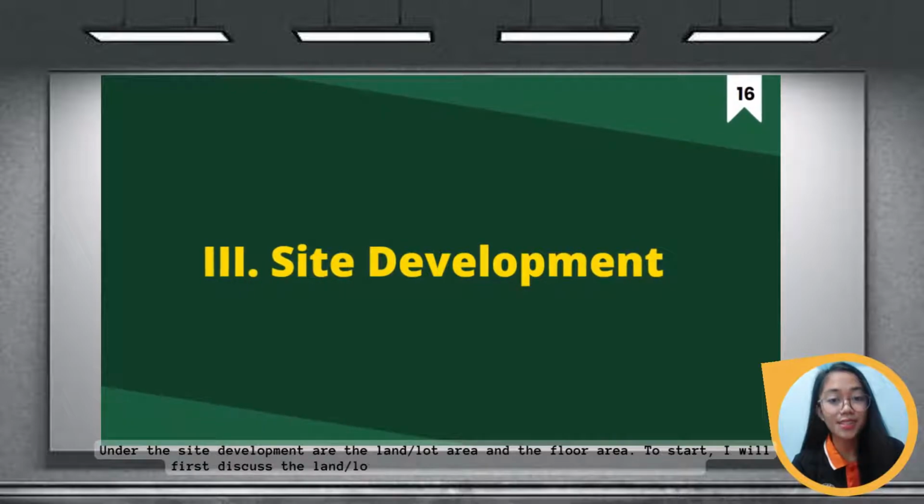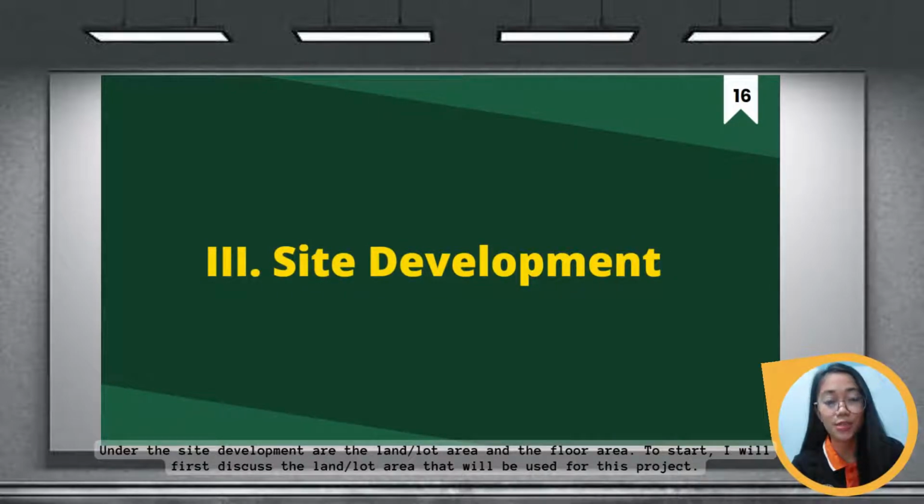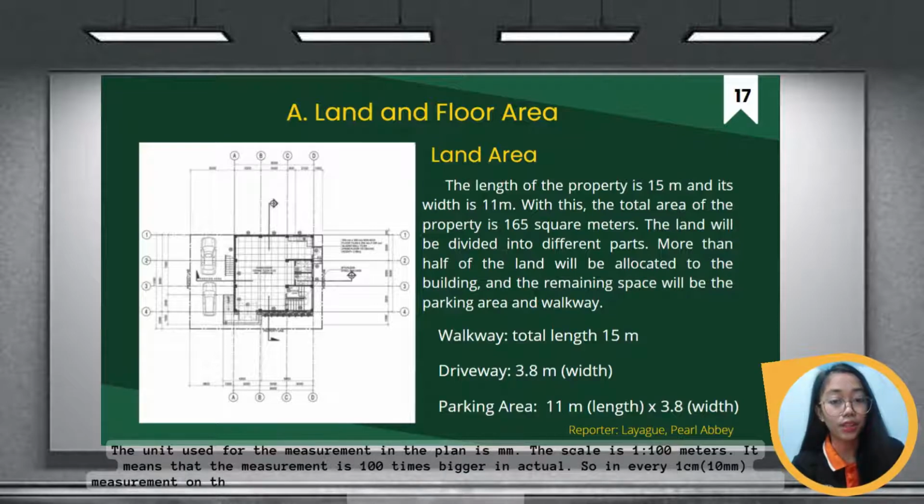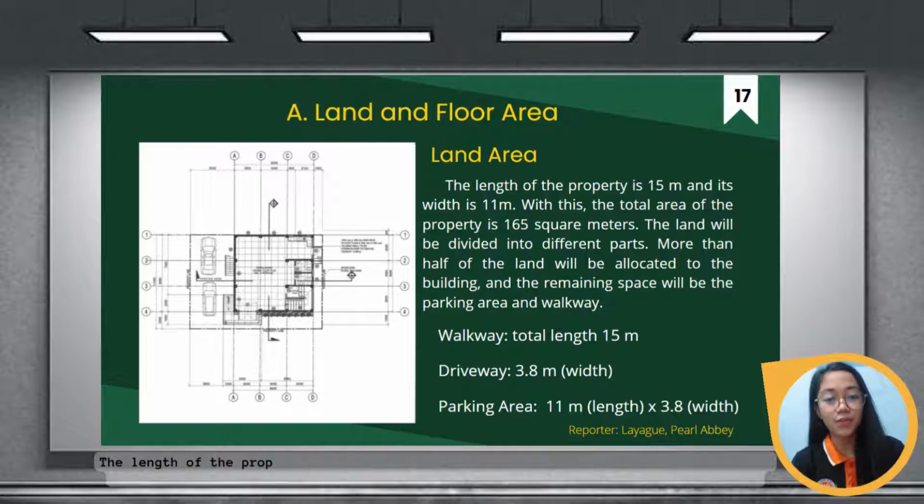To start, I will first discuss the land area that will be used for this project. The unit used for the measurement in the plan is in millimeters. The scale is 1:100 meters, and it means that the measurement is 100 times bigger in actual. So in every 1 centimeter or 10 millimeters, the measure in actual is 100 centimeters or 1000 millimeters, then convert it to meters. The length of the property is 15 meters and the width is 11 meters. With this, the total area of the property is 165 square meters.